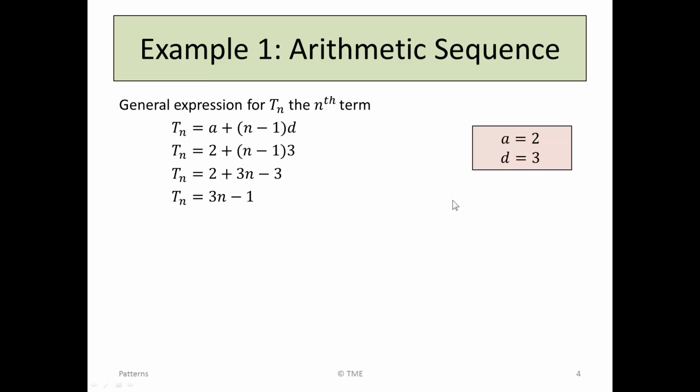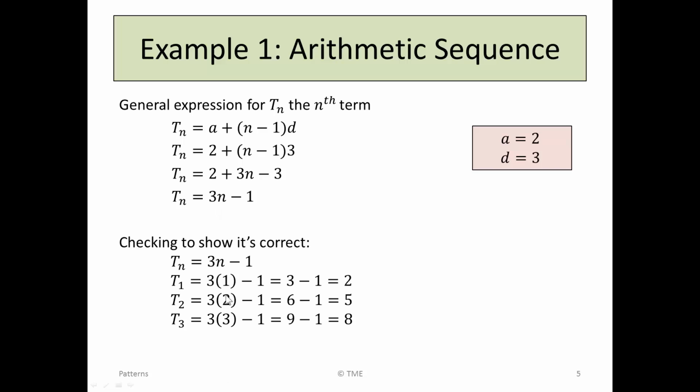Using the equation in the tables for Tn, the nth term is defined as A plus n minus 1 times D. But in this case we have values for A and D. So substituting those values, we have 2 plus n minus 1 times 3. So Tn for this sequence is 2 plus n minus 1 times 3. Or 2 plus, multiplying in, 3n minus 3. Grouping the 2 and the minus 3, we get minus 1. The 3n comes down. So the nth term of this particular sequence is 3n minus 1.